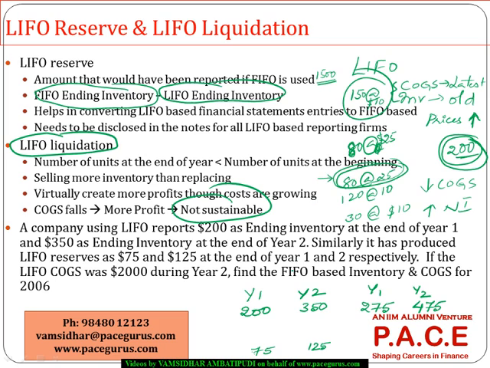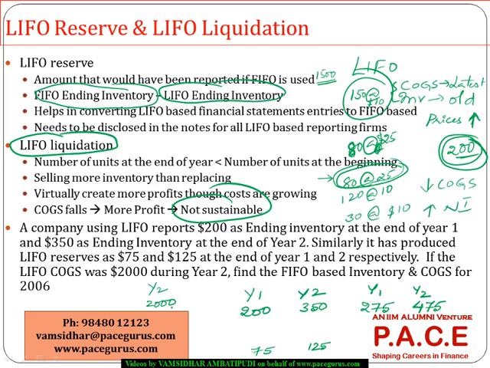So the ending inventory as per the LIFO plus the LIFO reserve will give me the ending inventory as per FIFO mechanism. So LIFO ending inventory plus LIFO reserve will give me FIFO ending inventory. Okay. LIFO cost of goods sold was 2000 during year 2. Okay, cost of goods sold, let's find out.